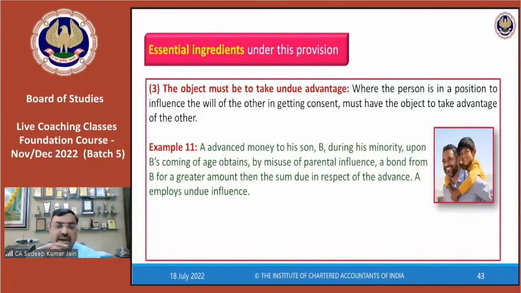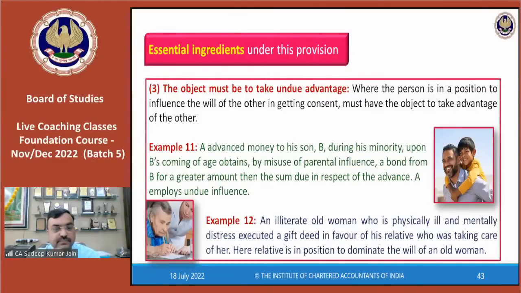See example: A advanced money to his son B during his minority, and upon B's coming of age obtains by use of parental influence a bond from B for a greater amount than the sum due in respect of the advance. A employs undue influence. A ने अपने बेटे को कुछ पैसे दिए, लेकिन पिता होने के नाते उसने उसको डरा के ज्यादा पैसों का बॉन्ड भरवा लिया. कहा जाएगा पिता ने बेटे की विल को डोमिनेट किया और अनड्यू एडवांटेज लिया, तो यहाँ पर अनड्यू इन्फ्लुएंस हुआ.